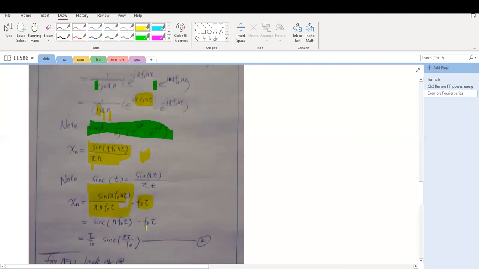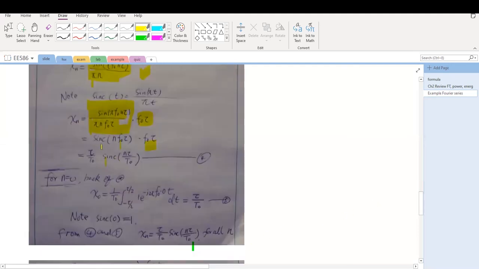Remember that f naught equals 1 over T naught. I can reorganize a little bit here. So this term, move it to the front. Tau divided by T naught is sinc n tau divided by T naught. All of this, remember, was assuming that n is not equal to 0.